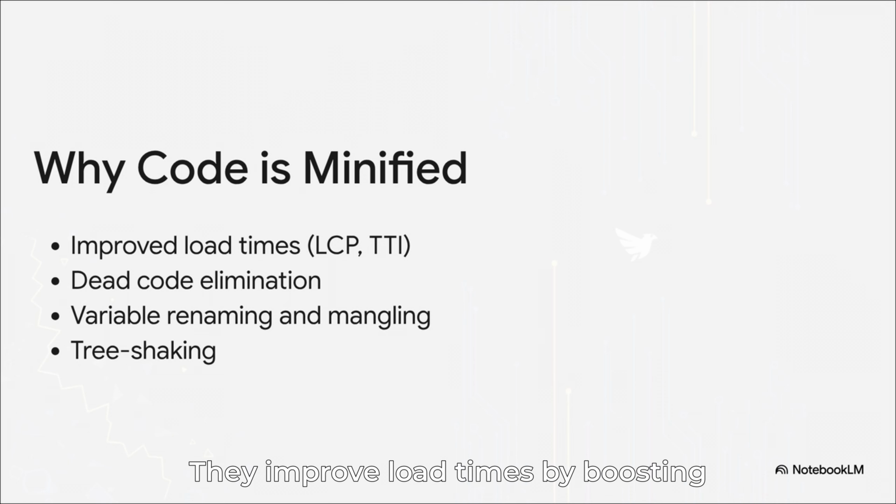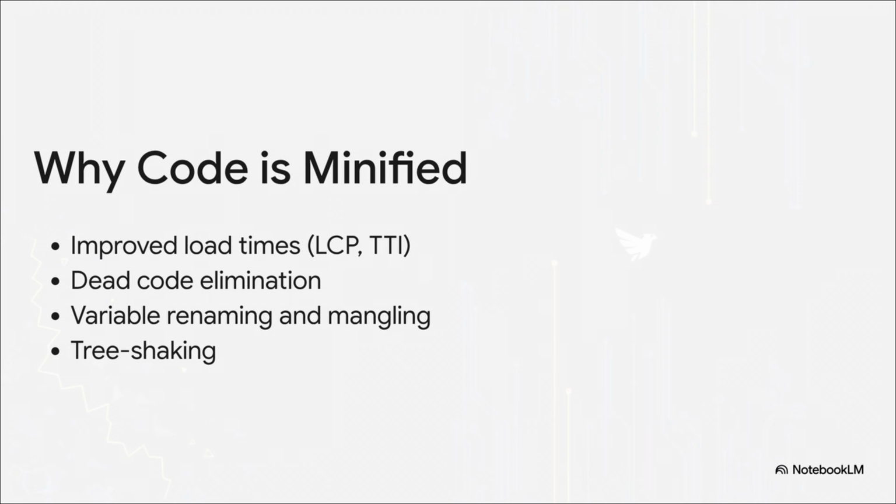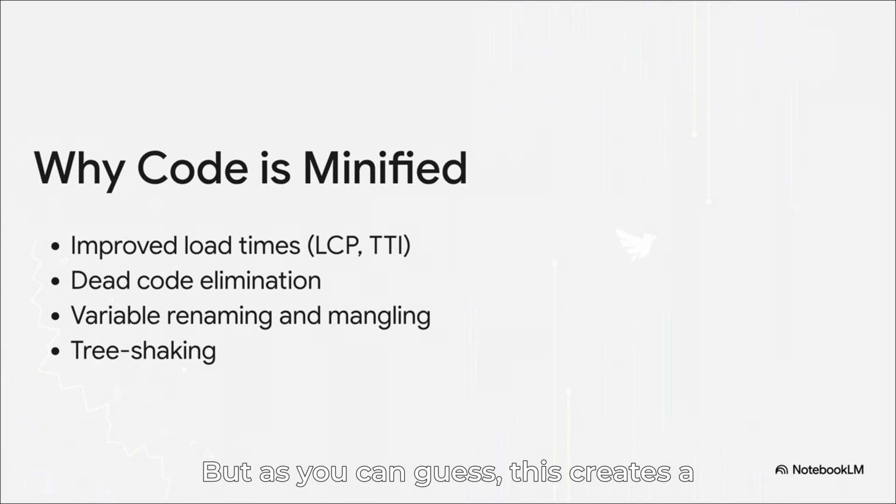They improve load times by boosting key metrics like largest contentful paint and time to interactive, and they do this through dead code elimination, tree shaking, and literally mangling your beautiful, highly descriptive variable names down into single letters just to save precious bytes over the network. But, as you can guess, this creates a profound observability gap.